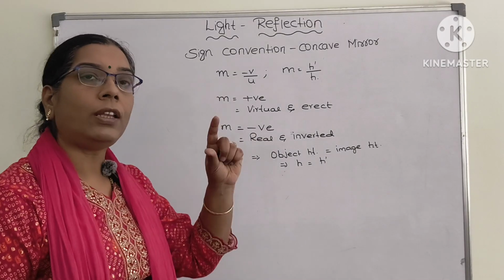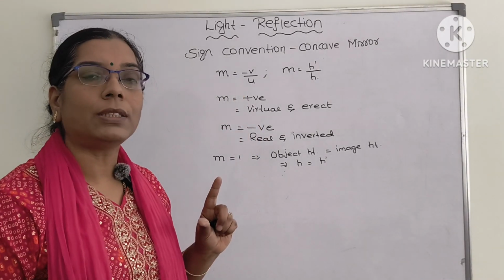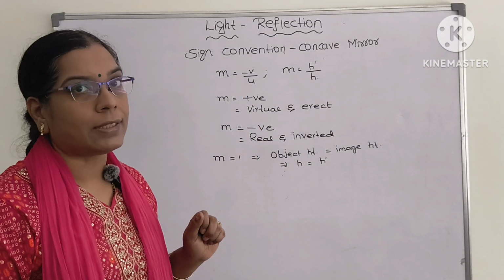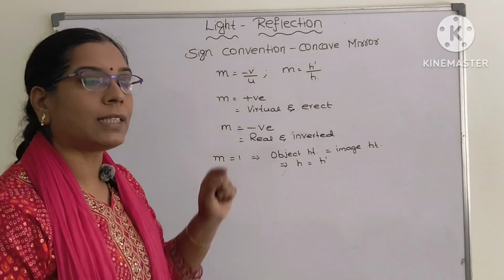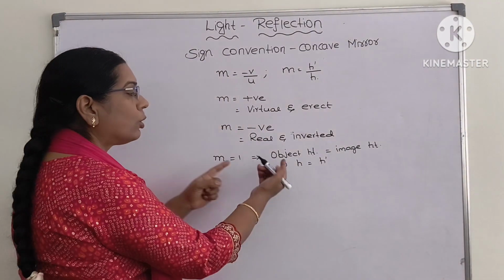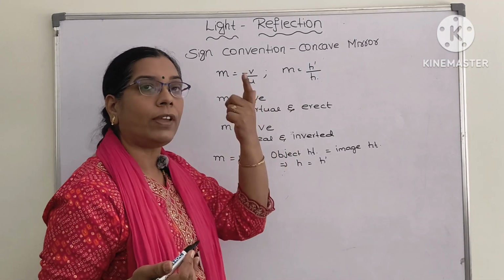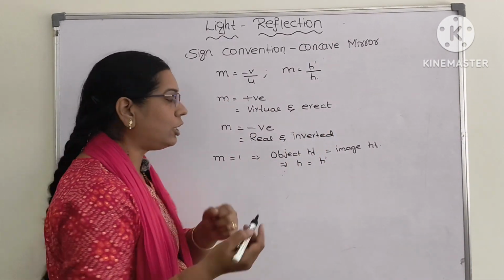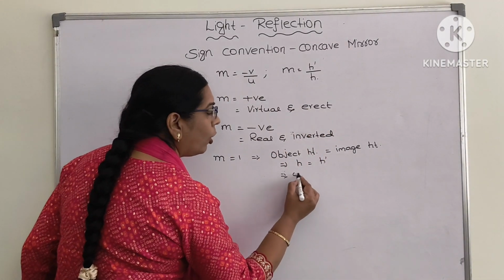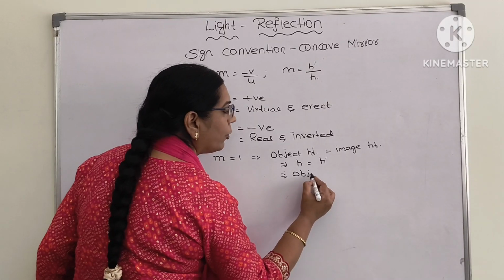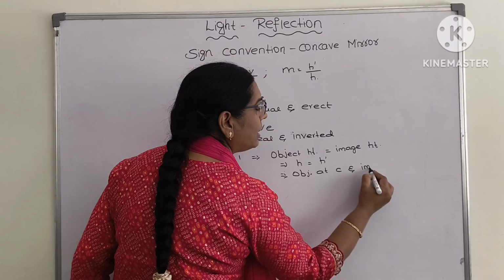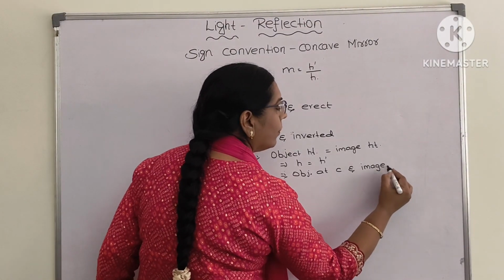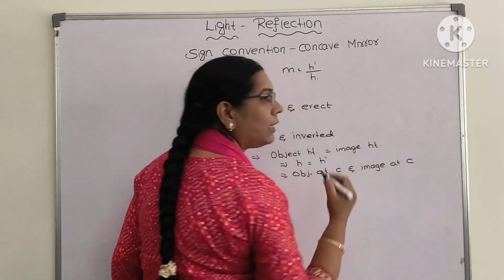When will you get both the object and the image sizes as equal? Yes, when the object is kept at C, the image will also form at C with the same heights. So just by looking at this, you can know where the object is kept and where the image is forming, which means the object is placed at C, and the image also is at C.